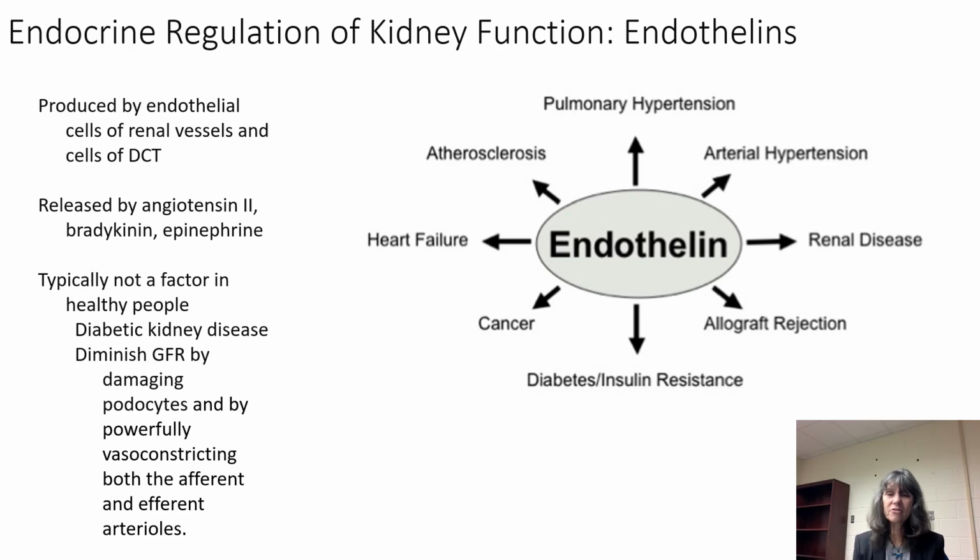afferent and efferent arterioles. So endothelins will be released not only in diabetic kidney disease, but sometimes with some people who have cancer, pulmonary hypertension, arterial hypertension, atherosclerosis, heart failure. Because we have blood vessels throughout our body, these endothelins could potentially be released.